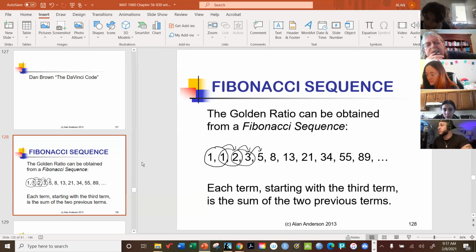But anyway, now what does this have to do with anything? We're going to see in a second how if we take the ratios of consecutive terms, the limiting case for these ratios is the golden ratio. And then once we have it, you'll see that there's a lot of ways in which it can be very useful.